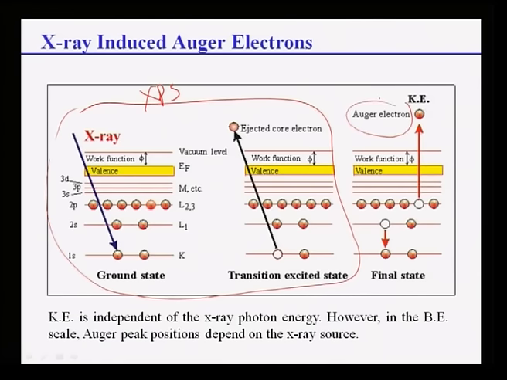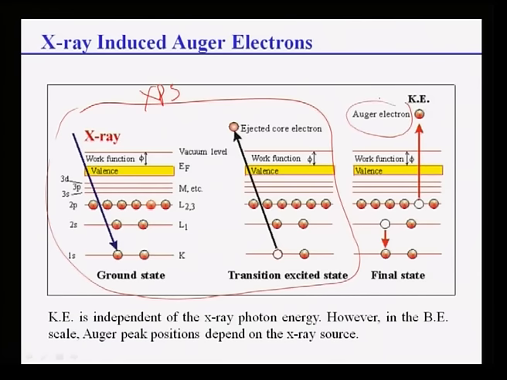Phosphorus 2s, phosphorus 2p, sorry, indium 4p, indium 4d. So indium has 3s, 3p, 3d, 4p and 4d. Phosphorus has 2s and 2p peaks, which are clearly detected. And then you have a background in this. That's how the spectrum looks like. I hope things are clear in your mind, how XPS works and how the spectrum looks like, because we are going to use this spectrum.